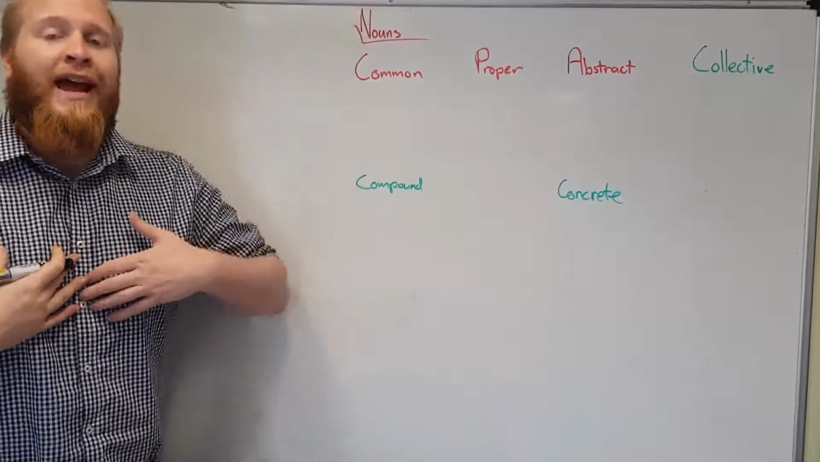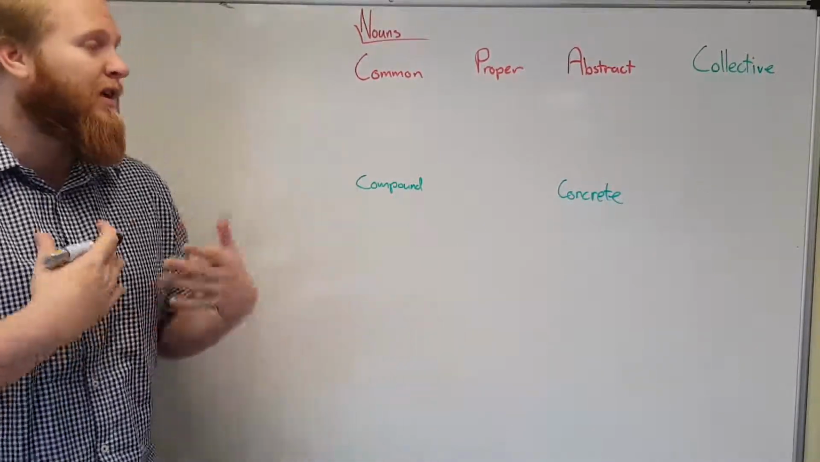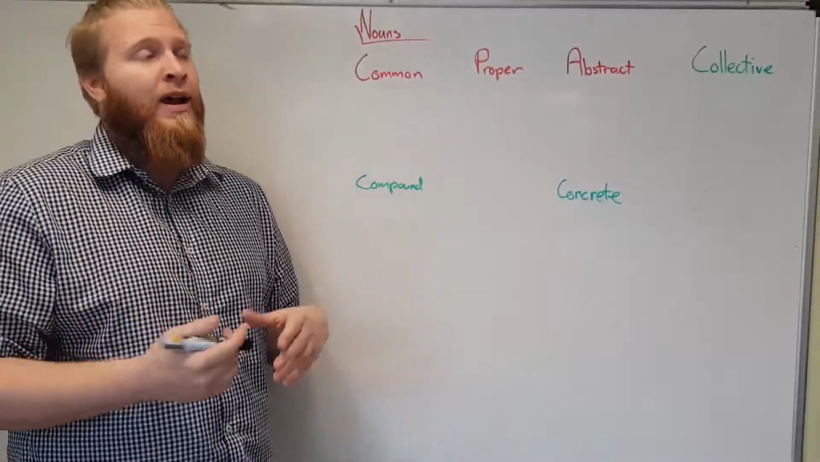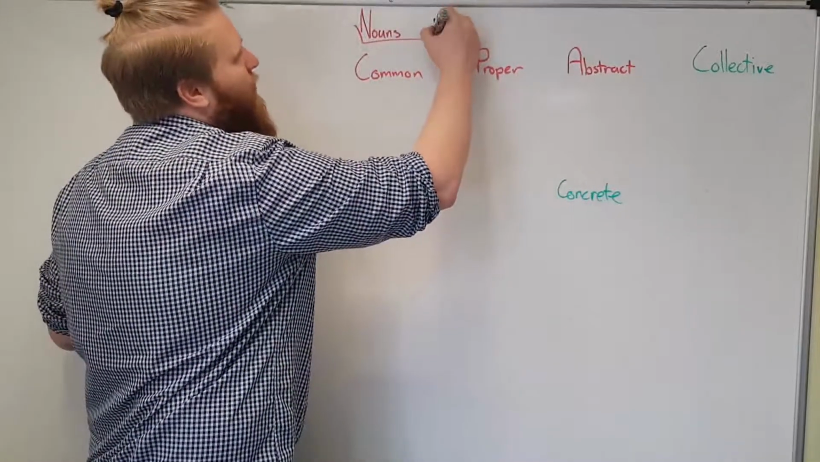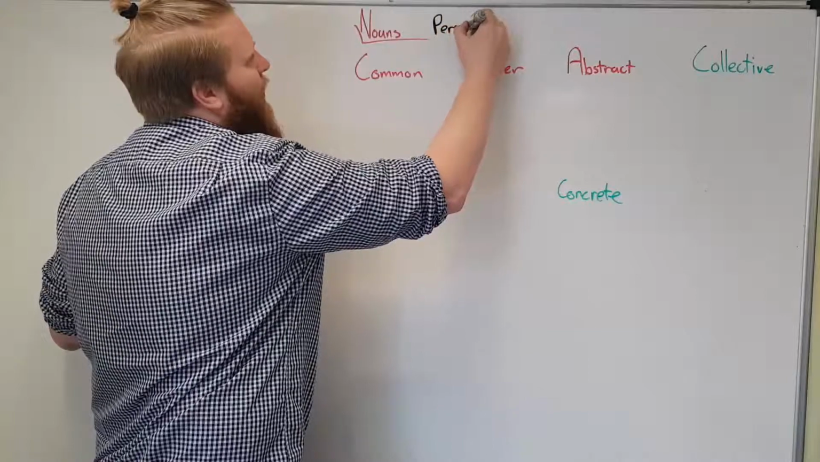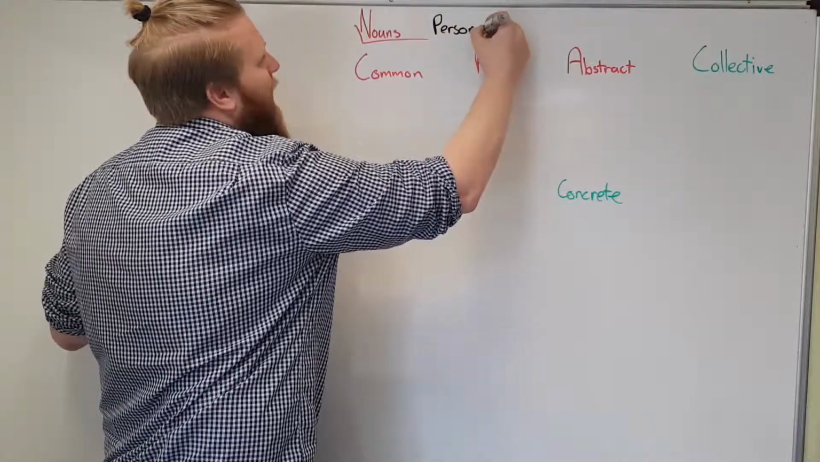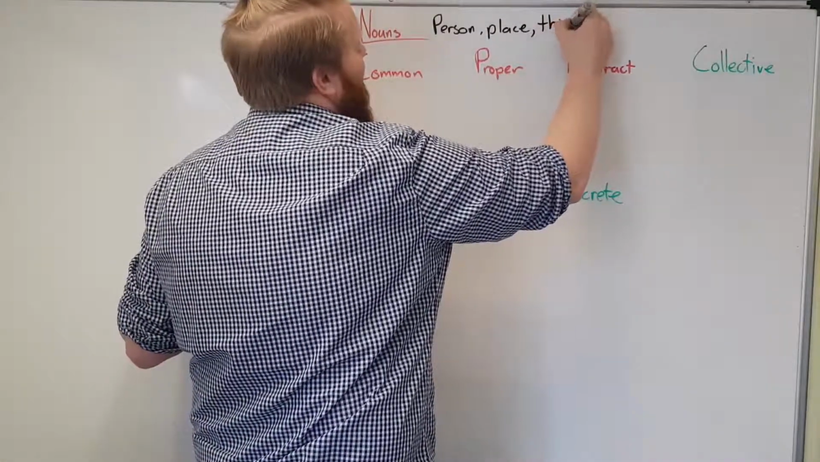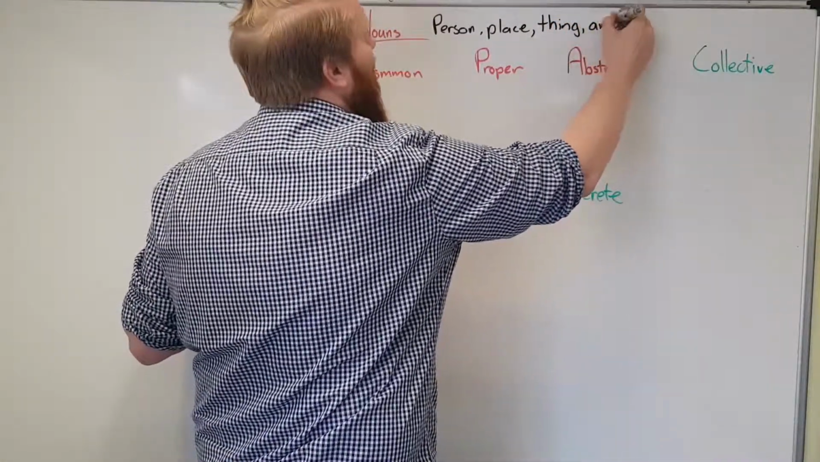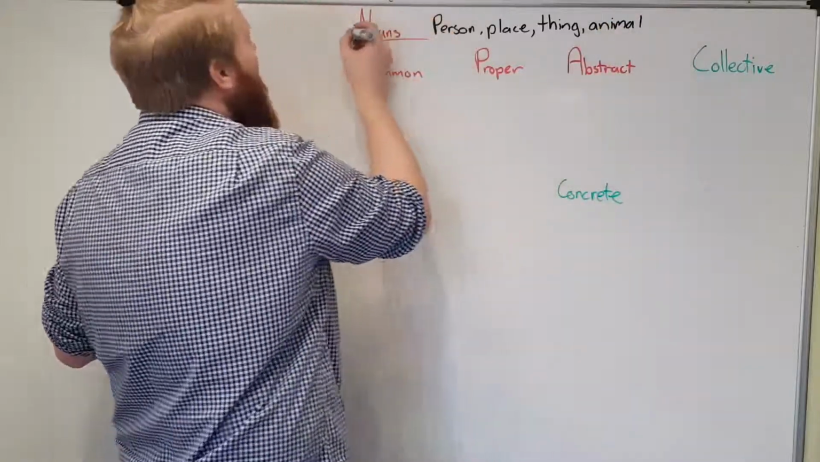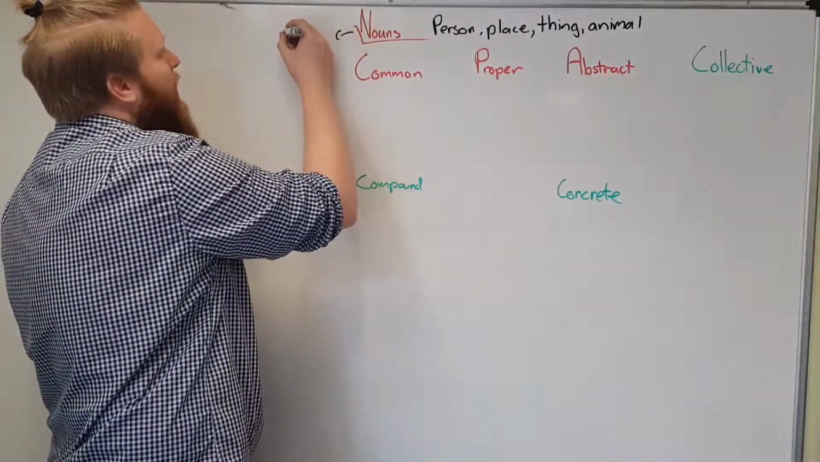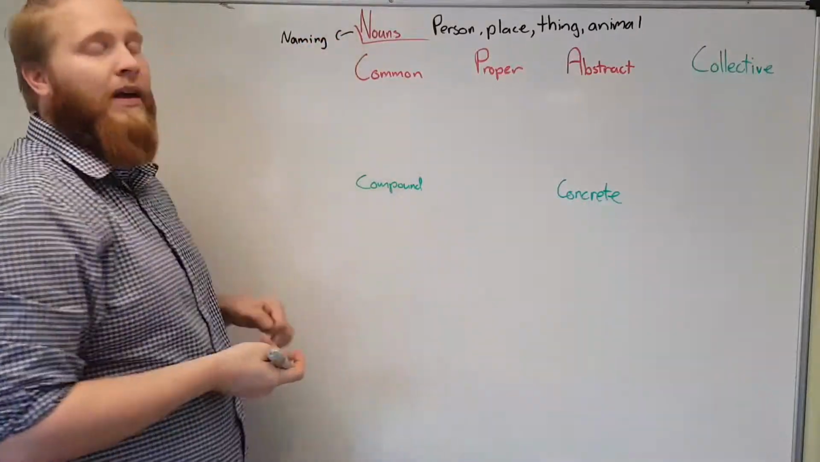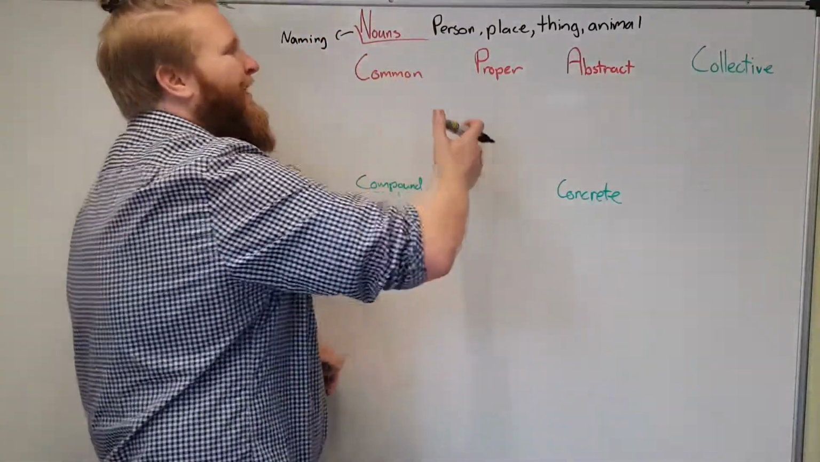A common noun is basically what it says. It's a word for common, everyday things, everyday objects. Remember, a noun is normally said to be a person, place, thing, animal. The easiest way to say it is that it's a naming word. It's the name of something. So it's a naming word: person, place, thing, animal.